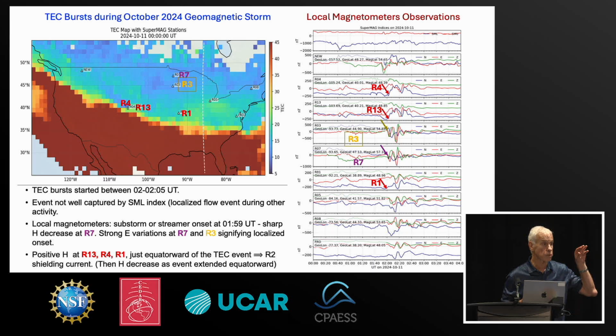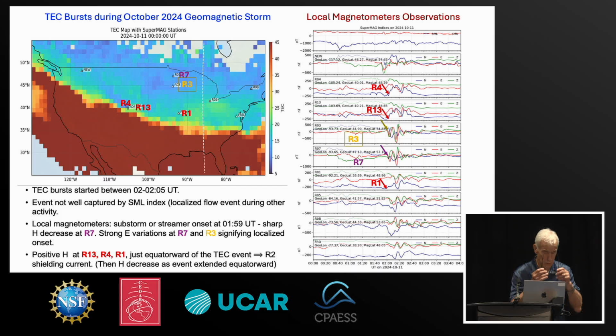So as a flow burst comes in from the tail, causing the streamer that causes this TEC enhancements, there's a buildup of partial ring current ahead of it. Okay, that partial ring current is what gives you the region 2 currents. That is the region 2 currents. And that gives you shielding. In this case, it's really extreme.